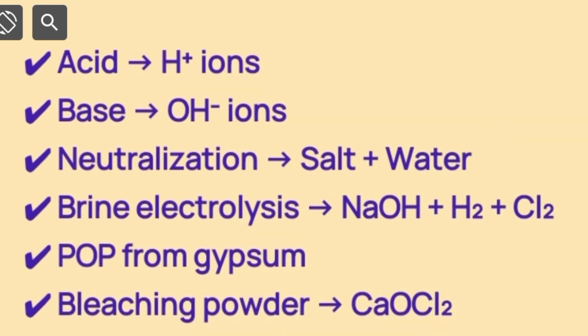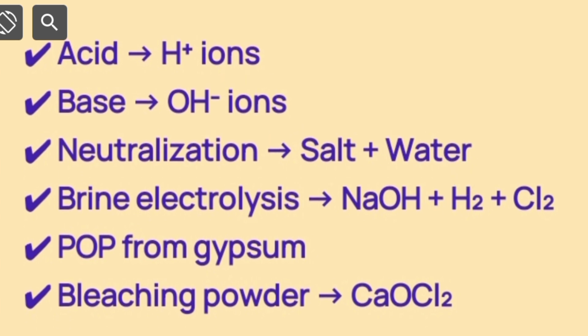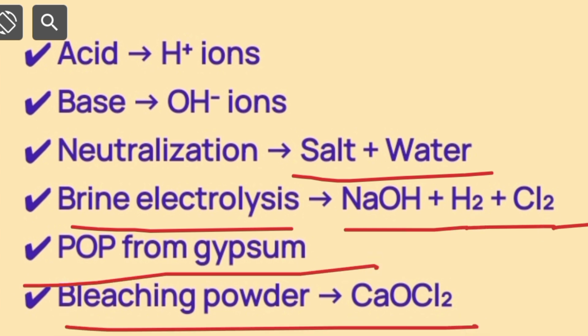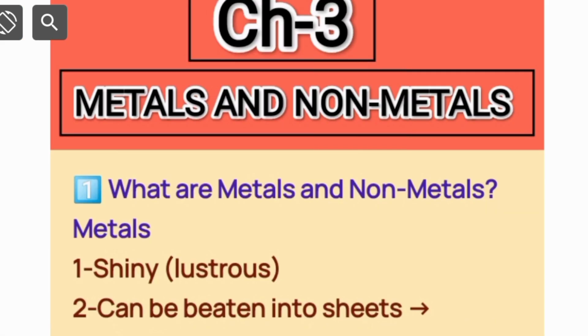Now revise important topics. Acid releases H+ in aqueous solution. Base releases OH- in aqueous solution. In case of neutralization reaction, acid plus base react to form salt plus water. What are brine electrolysis products? NaOH, H2, Cl2. POP from gypsum. Bleaching powder is CaOCl2. The next 2 chapters we will discuss in the next video.